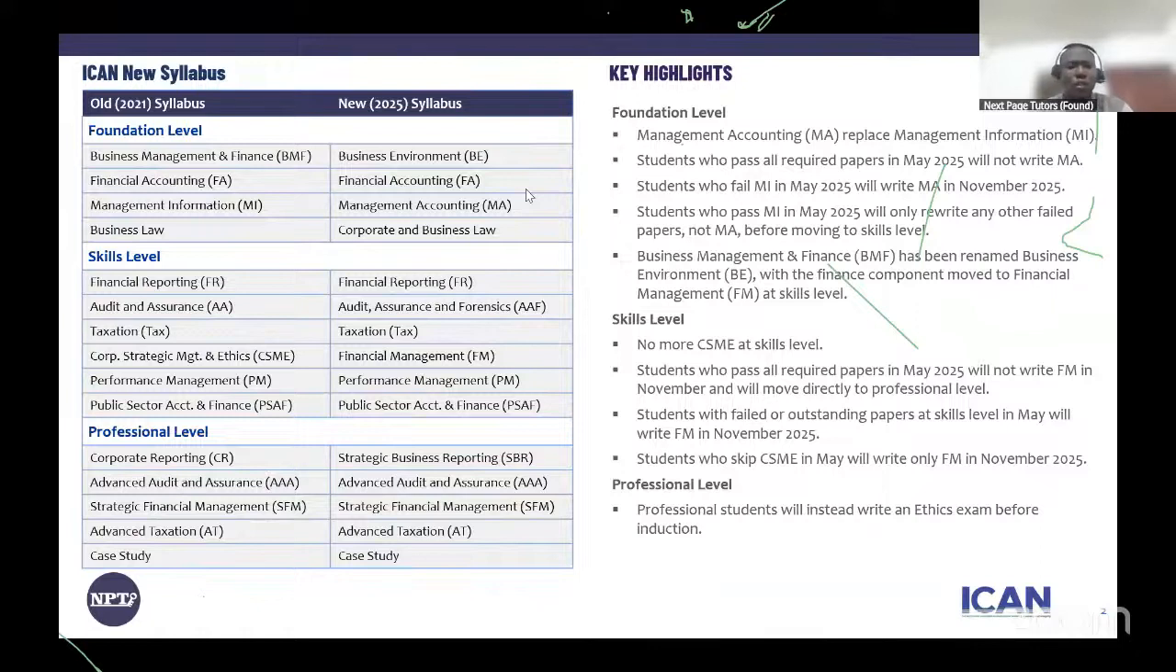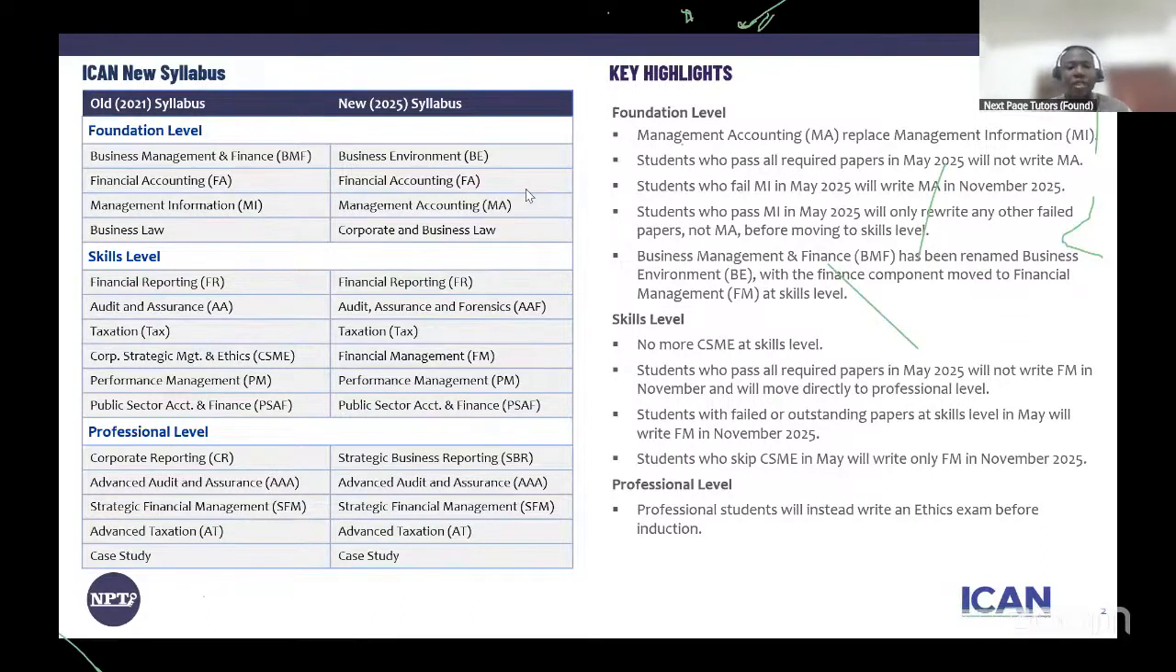And then maybe to also add, I believe we are going to discuss that later in terms of the content that's being added to each of these courses. So students with failed or outstanding papers at skills level in May, you need to write financial management because it's a new course. It's a new course that is being added. They took out CSME and they added financial management. So you are expected to write this as long as you still have outstanding paper at skills level.